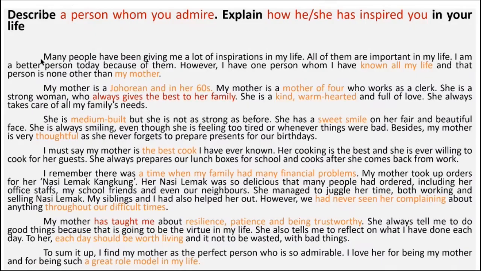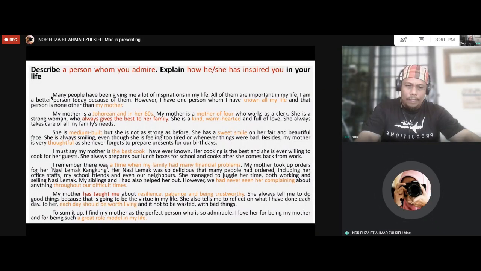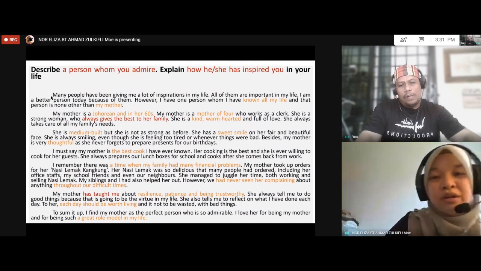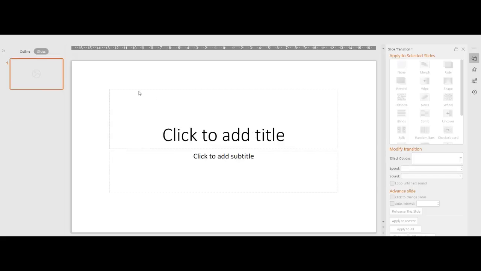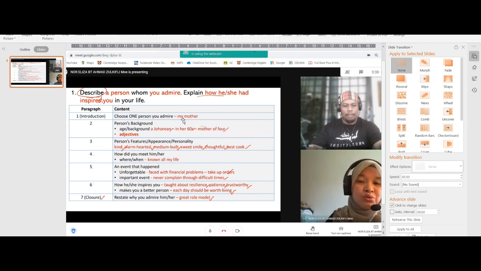Okay, let's look at this. I read to you and then you look. What is it that I brainstormed earlier and is it in my essay? Okay, many people have been giving me a lot of inspirations in my life. All of them are important in my life. I am a better person today because of them. However, I have one person. So the first paragraph has mentioned it. I have one person whom I have known all my life. So here is my point from earlier. And that person is none other than my mother.